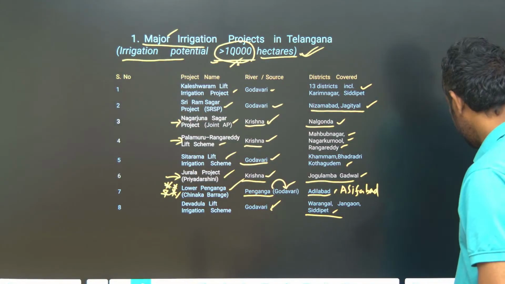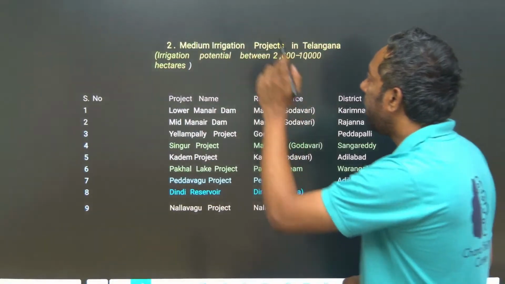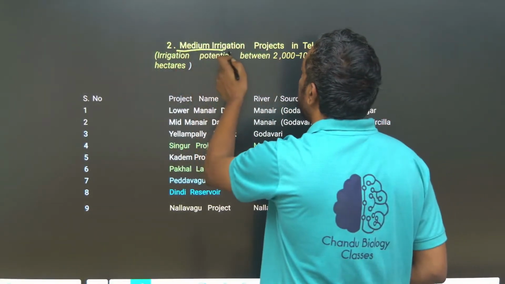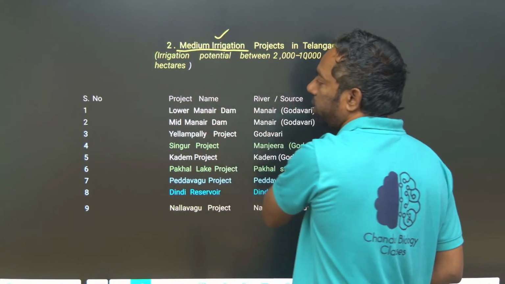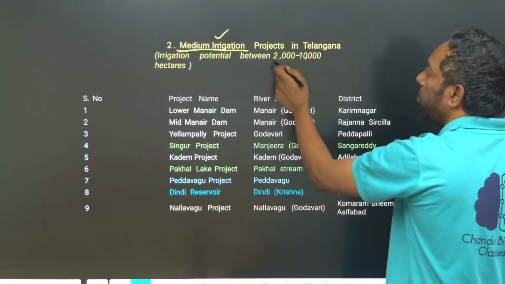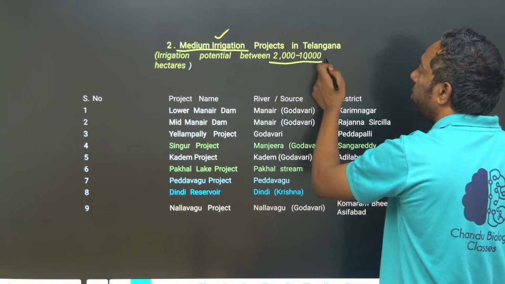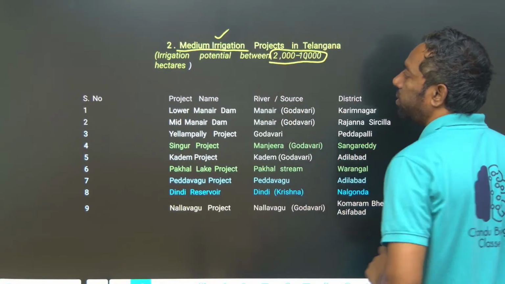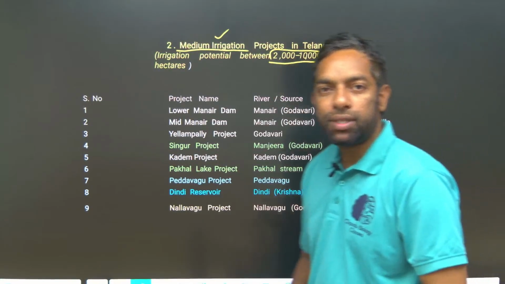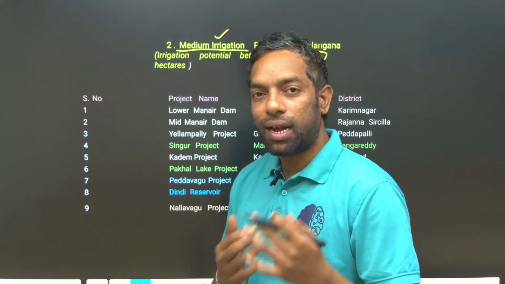Next, medium irrigation projects. Medium means between 2,000 and 10,000 hectares. They can ask you which one of the following is a major irrigation project, and which one of the following is a medium irrigation project, irrespective of their river.